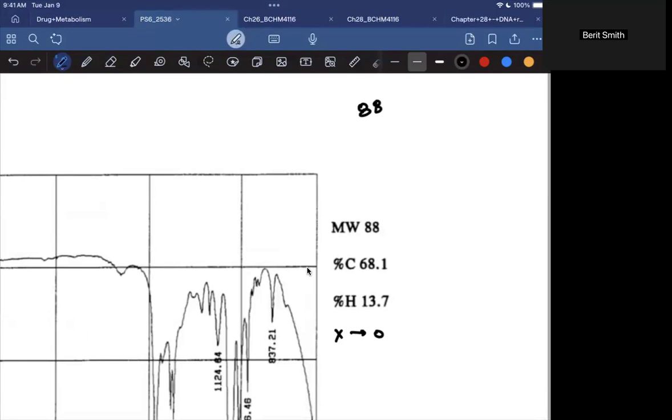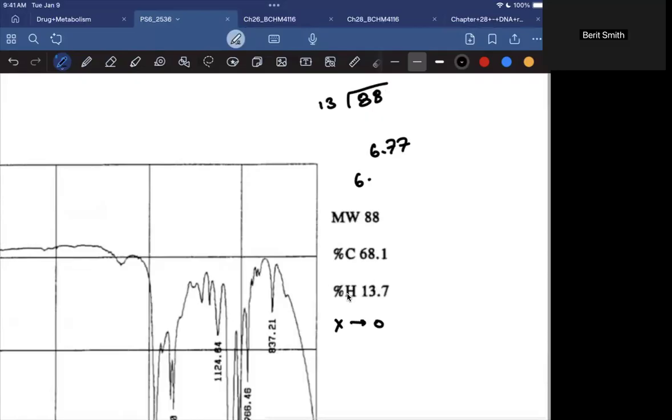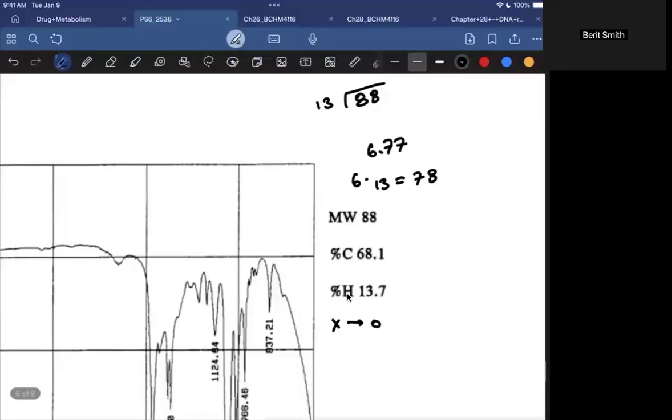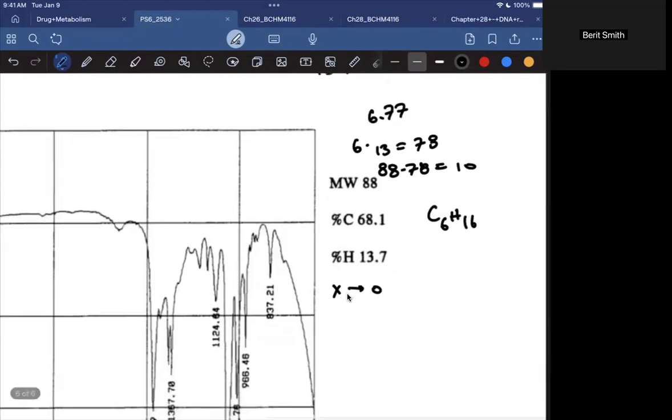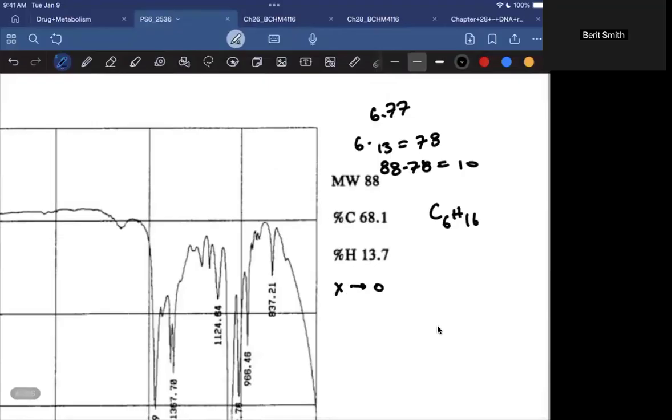So let's go ahead and do the 13C. And that's going to give us 6.77. So I'm just going to write it down here. And then 6 times 13 equals 78. And then 88 minus 78 equals 10. And then 10 plus 6 carbons, it's going to be C6H10. But then we know that there's going to be an oxygen in here somewhere.